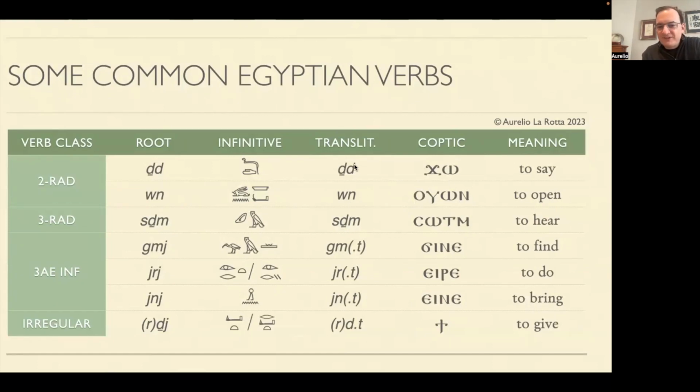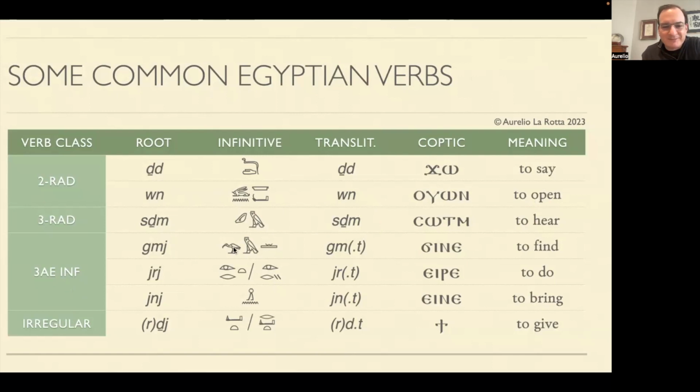Okay, so with these verbs, the infinitive basically looks like the root. The same is true for so-called strong triradical verbs. Like, for example, sajim, to hear, spelled with the ear and then an extra complement m. And that basically becomes sotim in Coptic. And yeah, the infinitive is just sjm, with the underlined m.